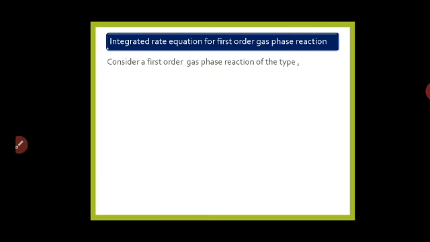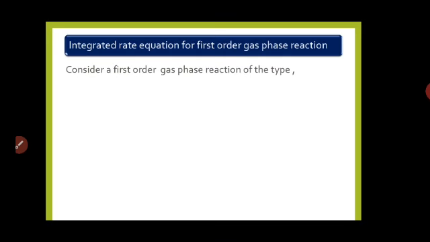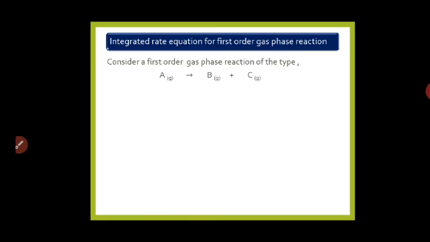Consider a first order gas phase reaction of the type A gives B plus C. So here the reactant is A and the products are B and C, which are in gaseous phase. Let Pi be the initial pressure of A. For a gaseous reaction, instead of concentration, pressure is considered, and that is atmospheric pressure. And Pt is the total pressure at time T.